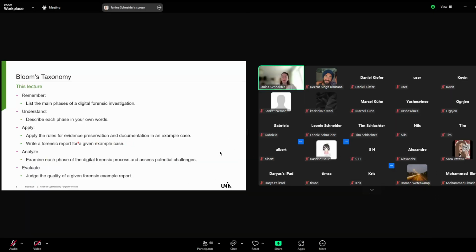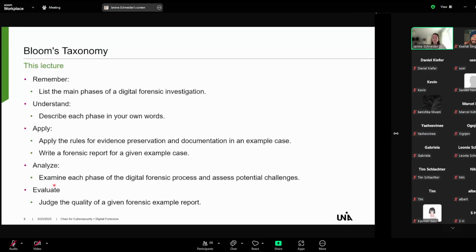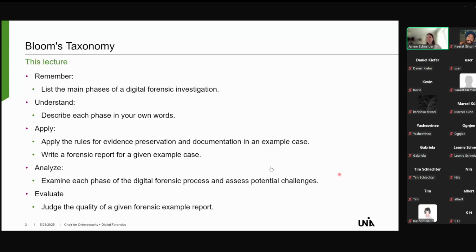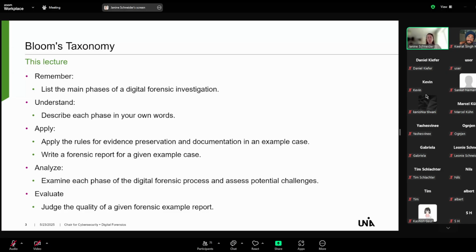Maybe this will be part of an exercise in the future. You should be able to write a forensic report, given an example. You should be able to examine each phase of the digital forensic process and assess potential challenges. And the challenges part is key here. And you should be able to judge the quality of a given forensic example report. Maybe this will also be part of an exam in the future, but I don't know yet. So this is what you should take away from this lecture today.